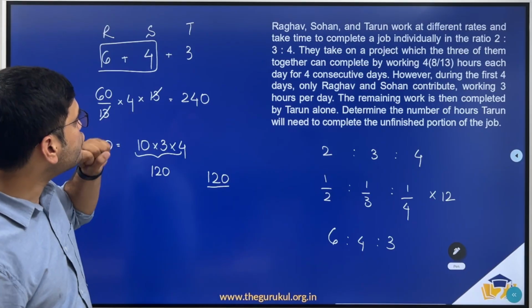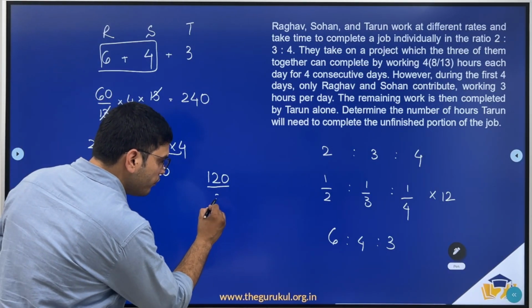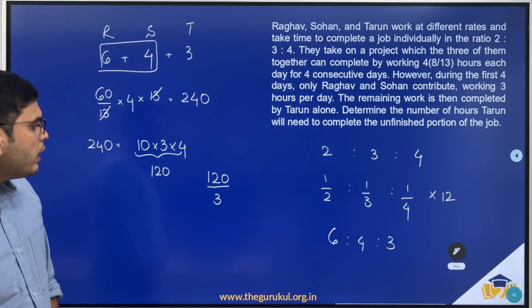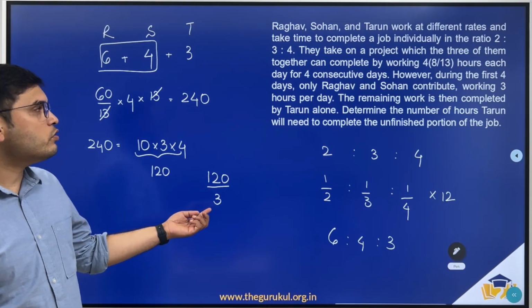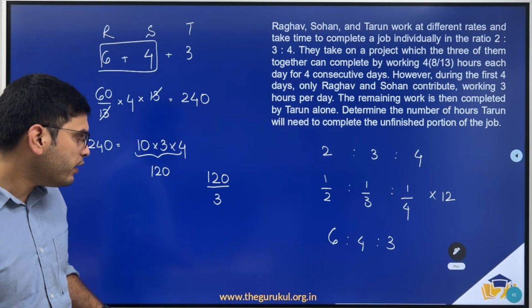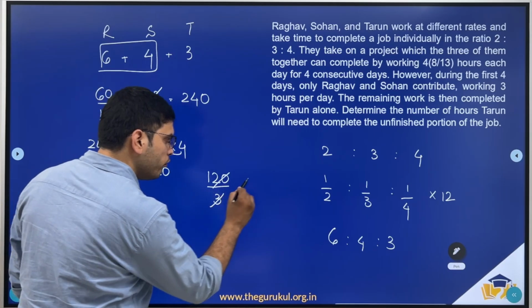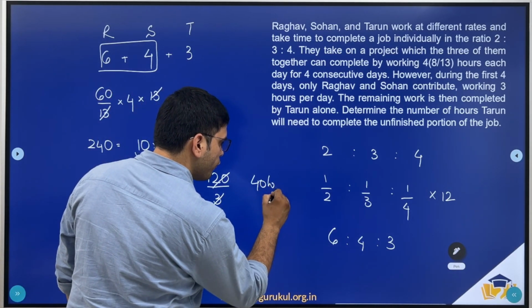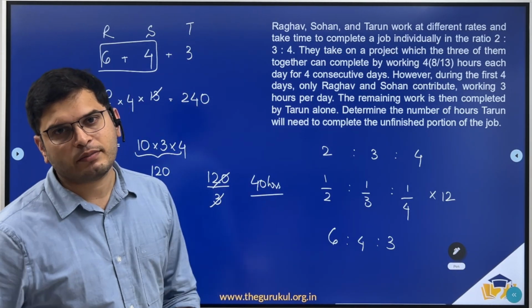Now, what is the efficiency of Tarun? 3. So, if Tarun can complete 3 units of work in 1 hour, to complete 120 units of work, Tarun will take 40 hours. So, 40 becomes the answer to this question.